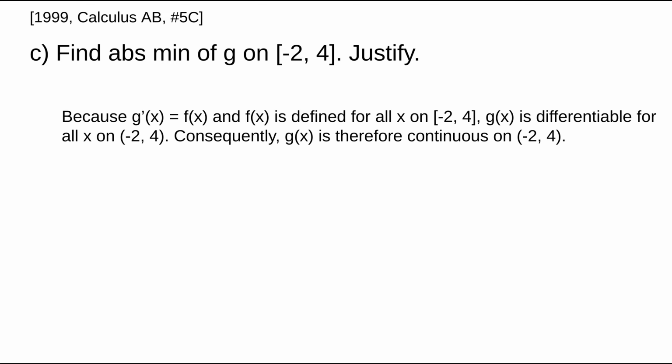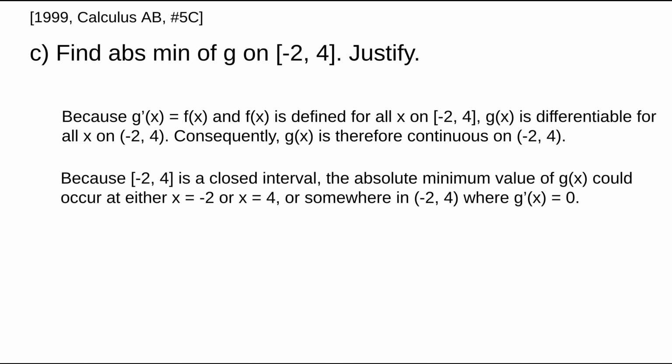So g of x must be differentiable for all x on the open interval from negative 2 to 4, and consequently, this allows us to conclude that g of x is continuous on that open interval from negative 2 to 4. Now, because negative 2 to 4 is a closed interval, the absolute minimum value of g of x could occur at a number of different places. It could occur at either one of the endpoints, negative 2 or 4, or somewhere in that open interval from negative 2 to 4 where g prime of x equals 0.